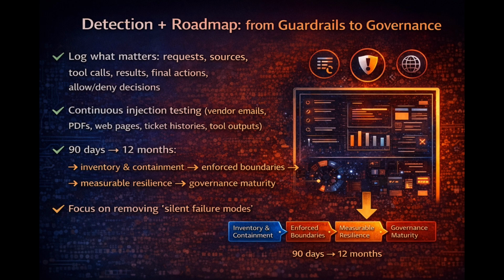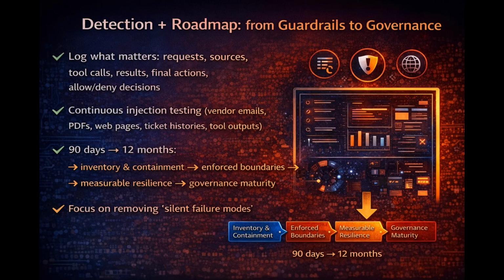The paper also emphasizes continuous testing that includes indirect prompt injection cases, such as vendor emails, PDFs, web pages, ticket histories, and tool outputs, because adaptive attacks can bypass static defenses.